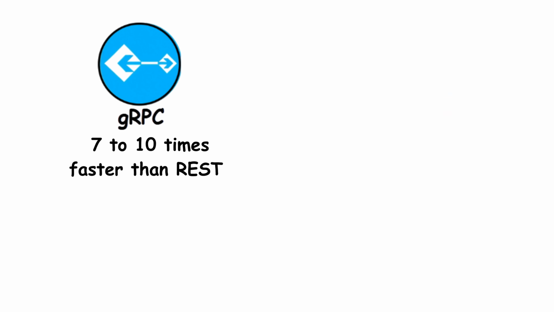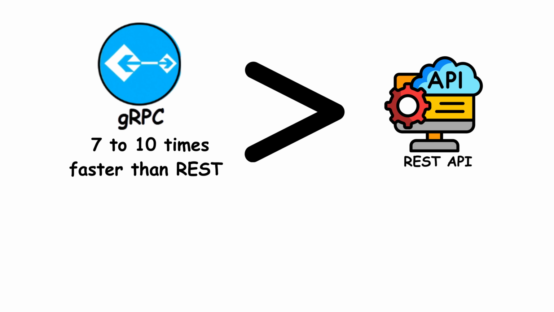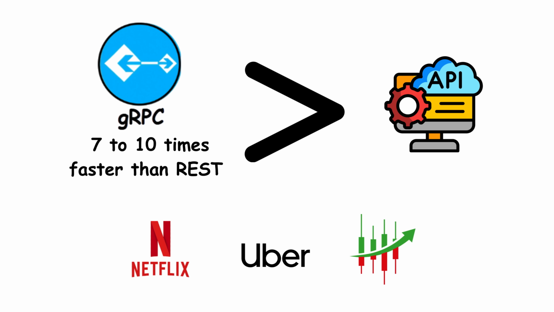The performance gains are massive, often 7 to 10 times faster than REST in many scenarios. That's why gRPC is the secret weapon behind systems like Netflix, Uber, and high-frequency trading platforms.